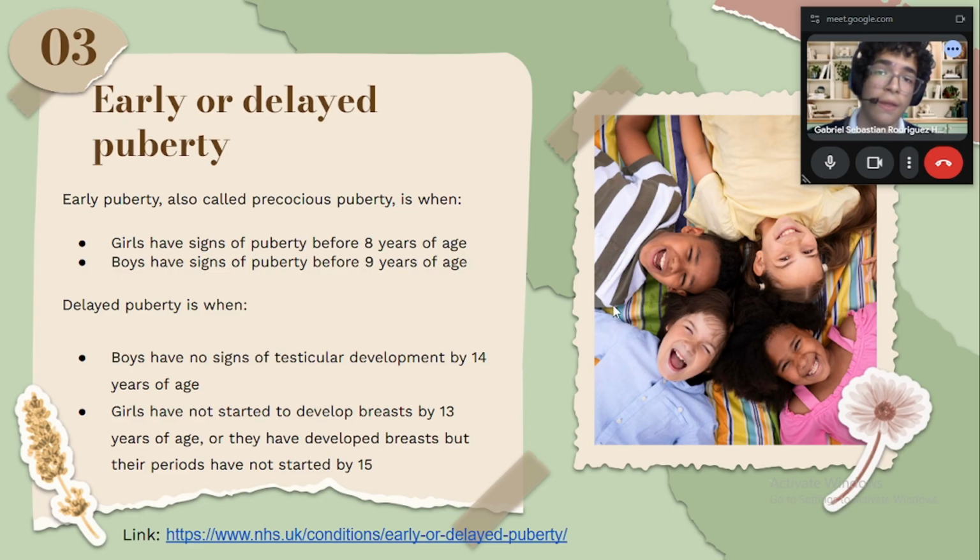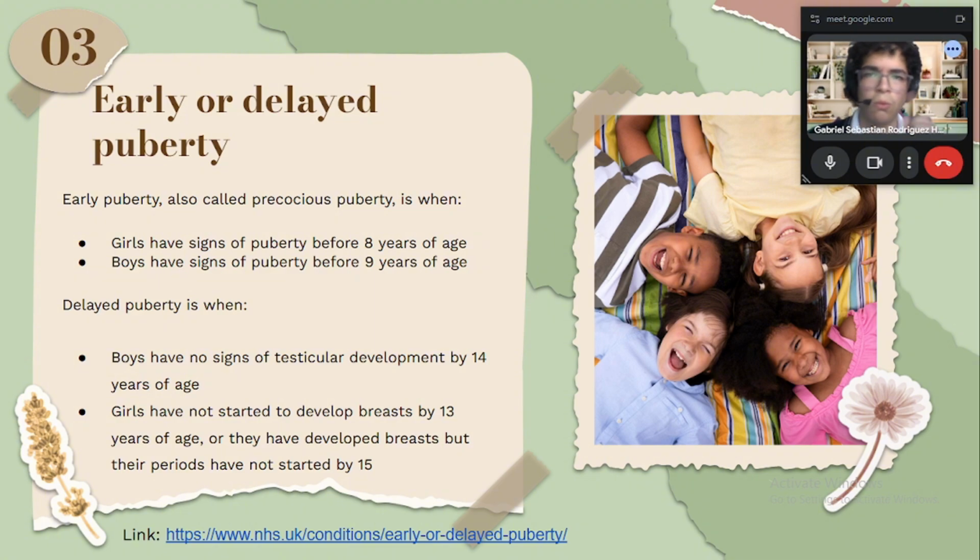Continuing with the third part, early or delayed puberty. In this part, we are going to talk about boys and girls in early and delayed puberty. Early puberty, also known as precocious puberty, is when girls have signs of puberty before 8 years of age, and in boys, it's when they have signs of puberty before the age of 9 years old.